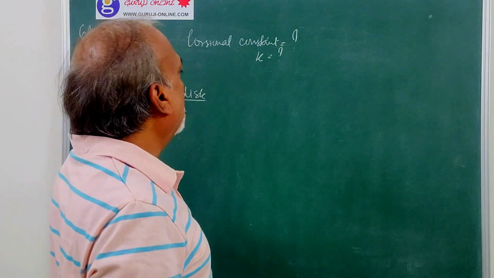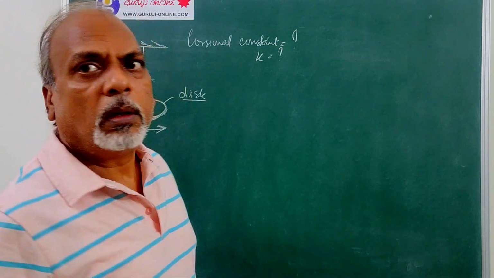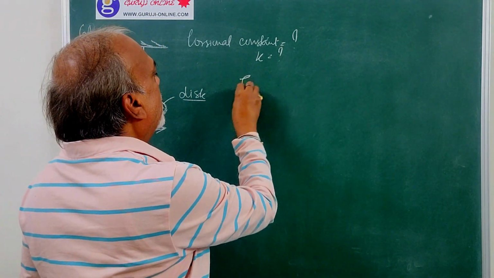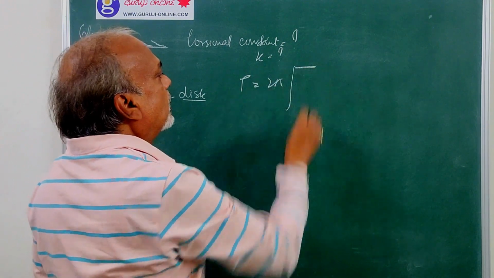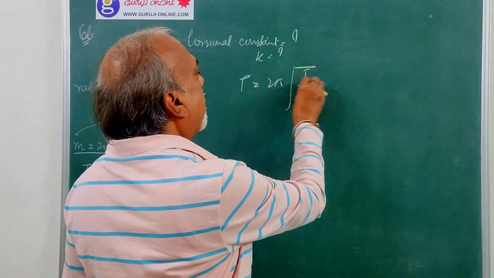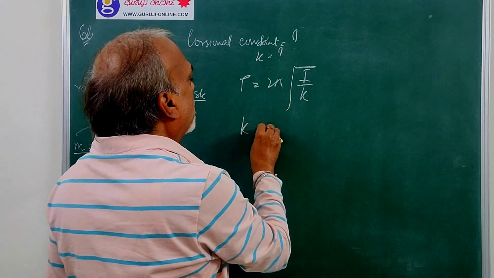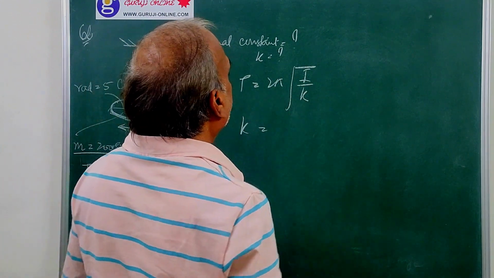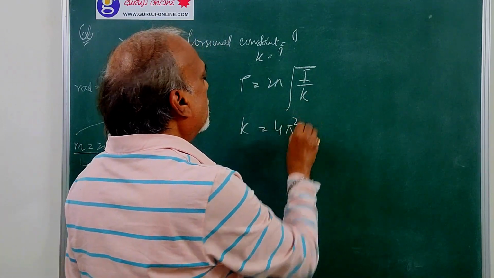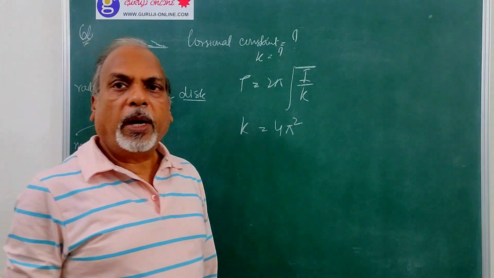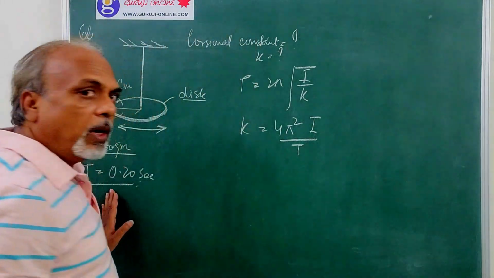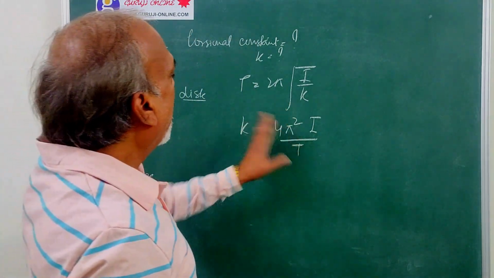So in the last lecture we saw that for the torsional constant, the time period is nothing but 2 pi root I upon K. So of course K will be, if you just square it, nothing but 4 pi square I upon T square. T you know from here, I you don't know. So what is I?